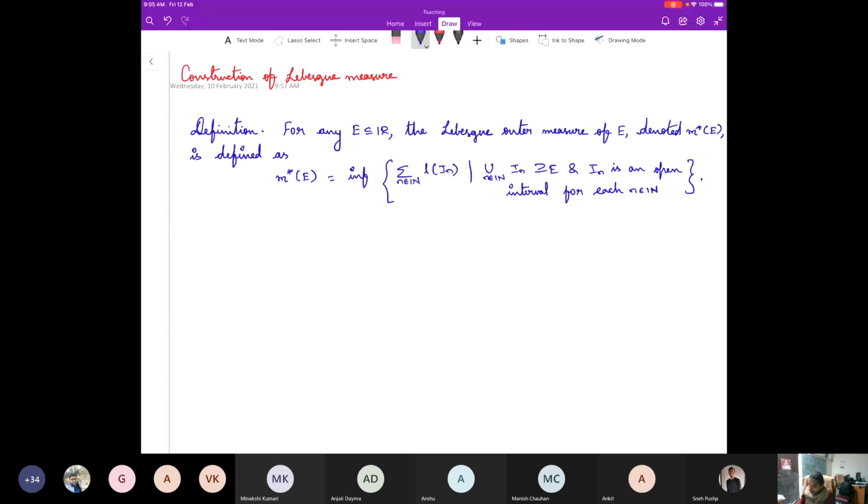So this is what is known as the Lebesgue outer measure. This definition is due to Lebesgue, and therefore it is called Lebesgue outer measure. Why is it called outer measure? All these things, when we do abstract outer measures, then you'll understand.